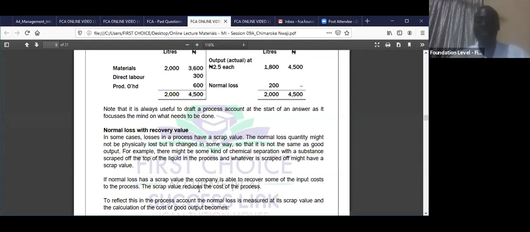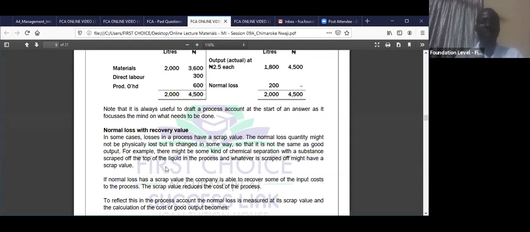There are some people who like it like that, and they will come and buy it at that price. So that's a recovery value for the loss. Let's look at it now. The normal loss quantity might not be physically lost, but is changed in some way, like what I just gave you, so that it is not the same as the good output. So you see, when bread is not the same shape, the same size, is too overgrown or too small, it's not a good output, it's part of your loss, but that loss can be recovered.